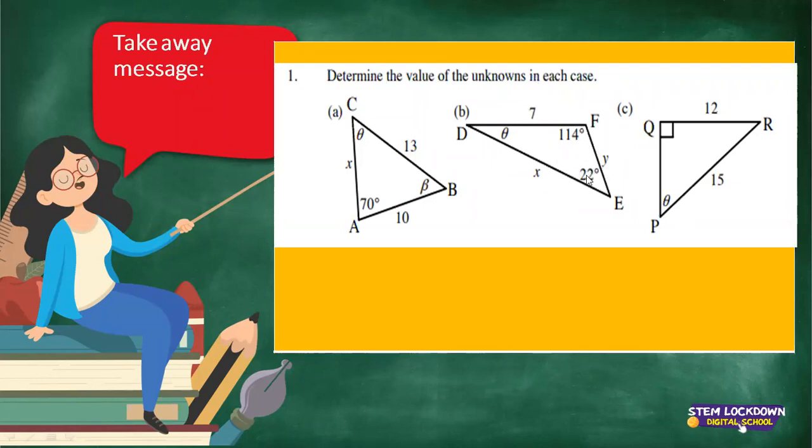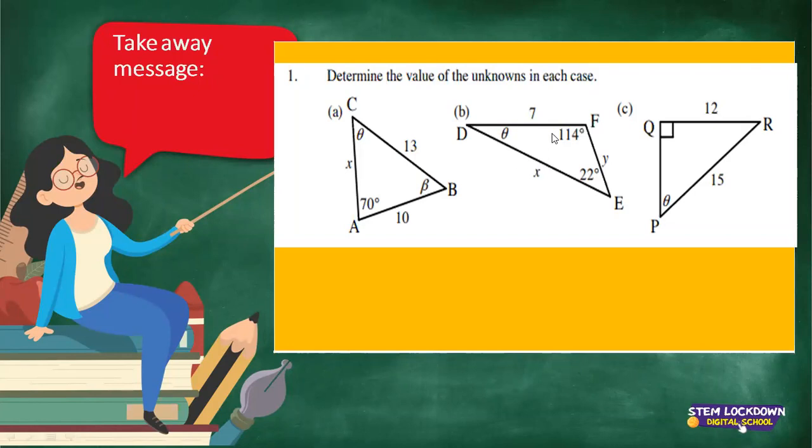Sine 22 over 7 is equal to sine 114 over x. So out of 4 things, we have 3. We have sine 22 over 7 equals sine 114 over x. So we cross multiply and find our x. And like that, we get our x.